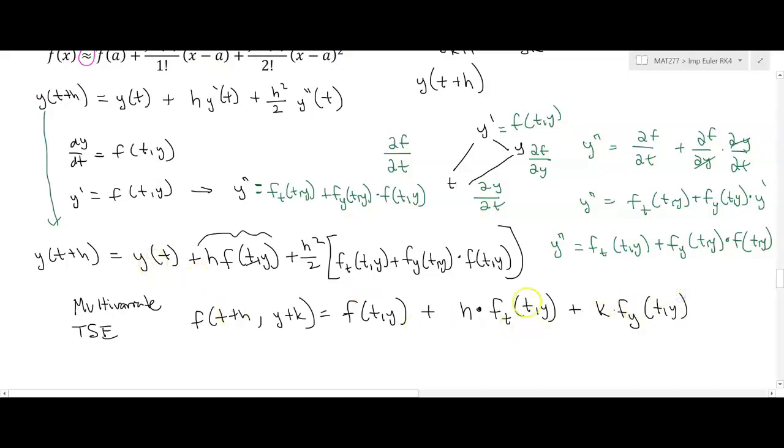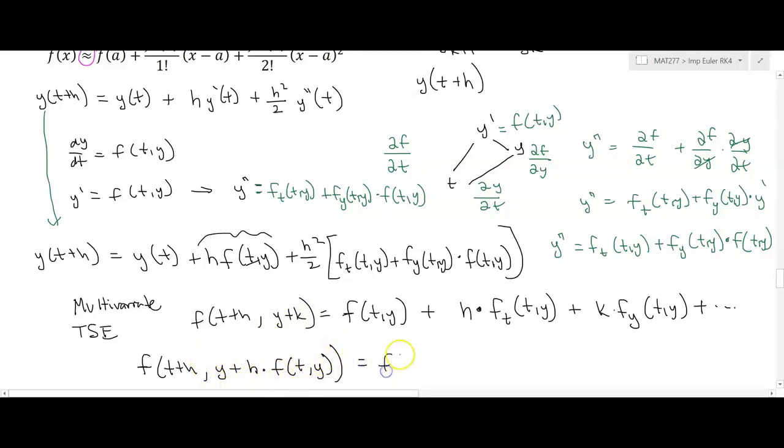And you notice that this is really just the same thing as the original Taylor series expansion, except it includes a term for both the t component and the y component. But this is all we really need. And I'm going to do one little trick here. For f of t plus h, if instead of having y plus k, I had y plus h times f of t comma y, then all I would have to do is replace the k with this expression here, h f of t comma y.